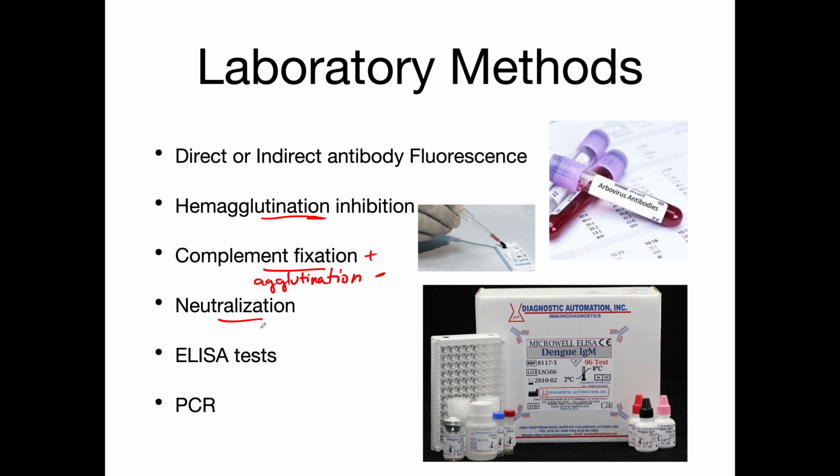Neutralization test is carried out in a test tube, and we can neutralize the ability of a virus to enter into a cell based on antibody production. ELISA tests are used for either viral load or antibody load. So we can use ELISA tests. Those are the most common. That's what they're using right here. This is a form of ELISA. So viral load or antibody load.